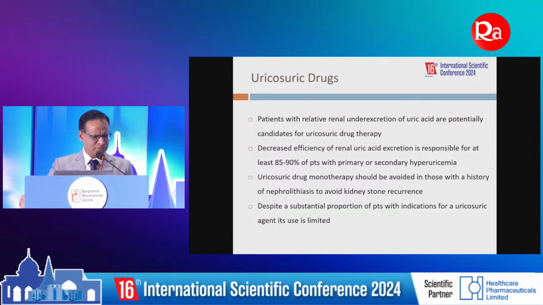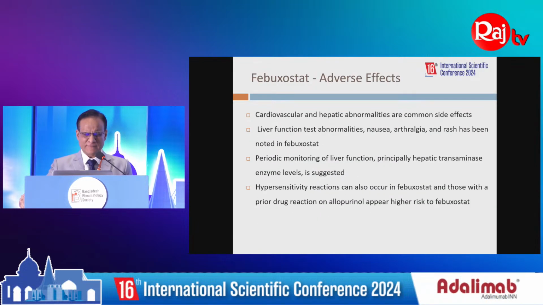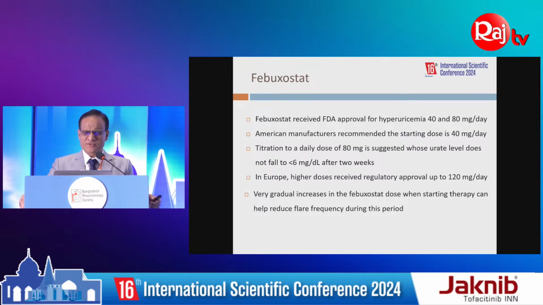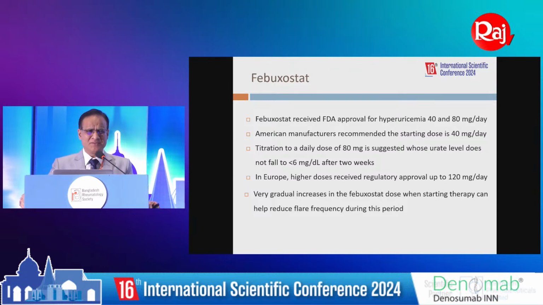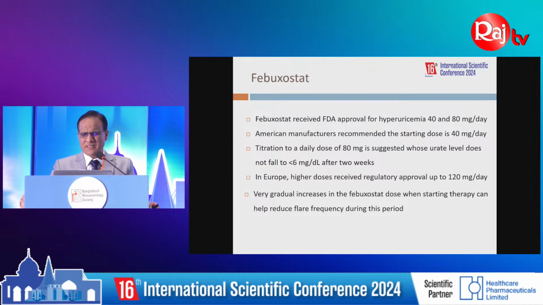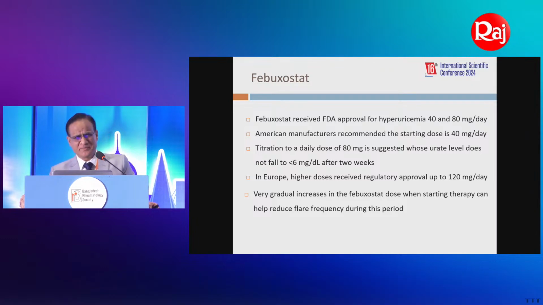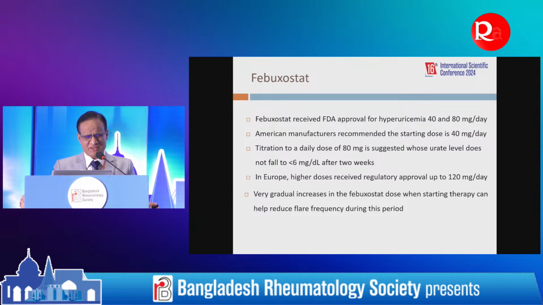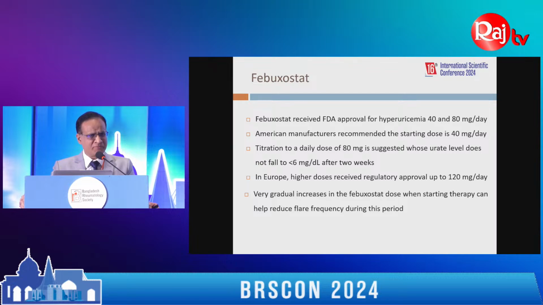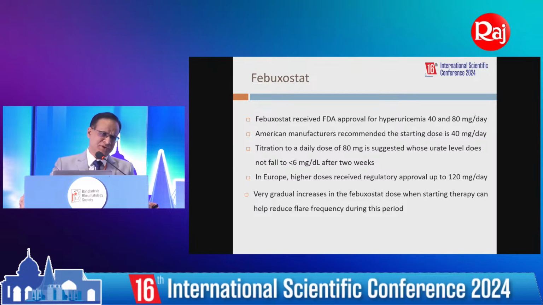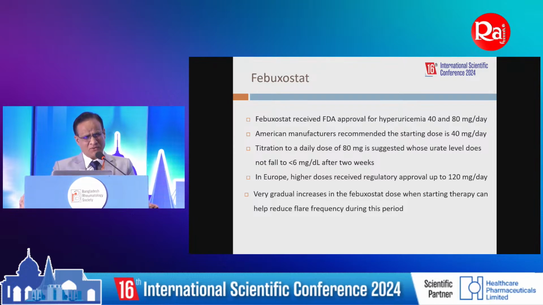Febuxostat is another alternative urate lowering drug, available in our market. 40 milligram to 80 milligram is the usual dose. Some recommendations, especially from the European body, advocate using up to 120 milligram. In our Bangladesh, our teachers sitting in front of us are also using up to 80 milligrams, so far I know.